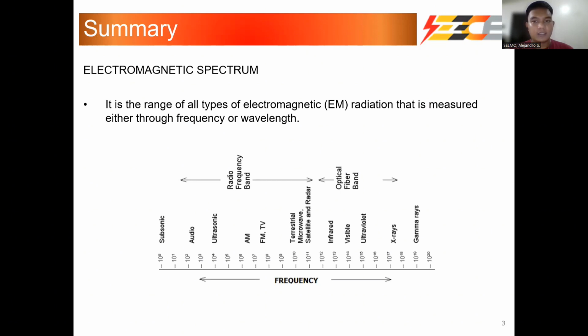So, electromagnetic spectrum. The electromagnetic spectrum is the range of all types of electromagnetic radiation that is measured either through frequency or wavelength. Here you can see an example of the electromagnetic spectrum that is measured in frequency. Here you can see the increasing frequency on the x-axis, and there are two separating bands that separate the electromagnetic spectrum in half. The first half is the radio frequency band. So what is the radio frequency band?